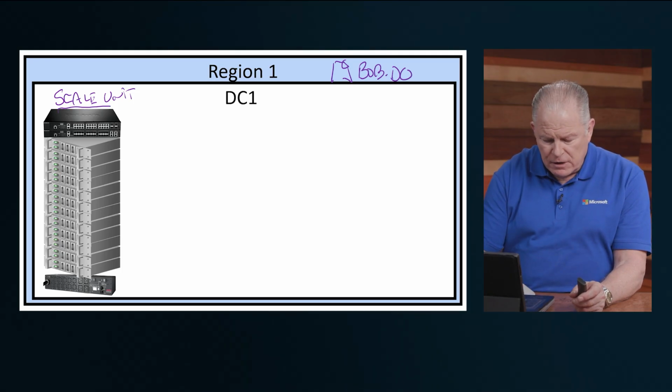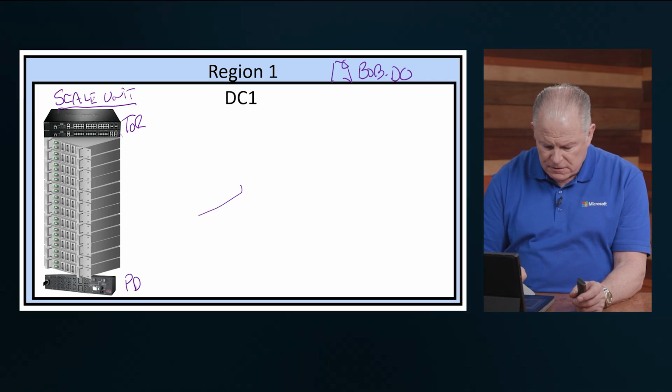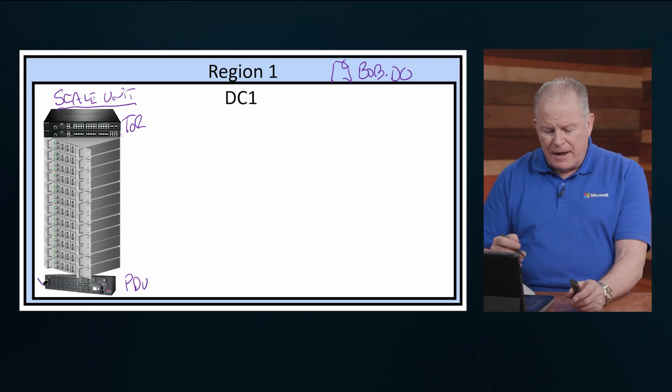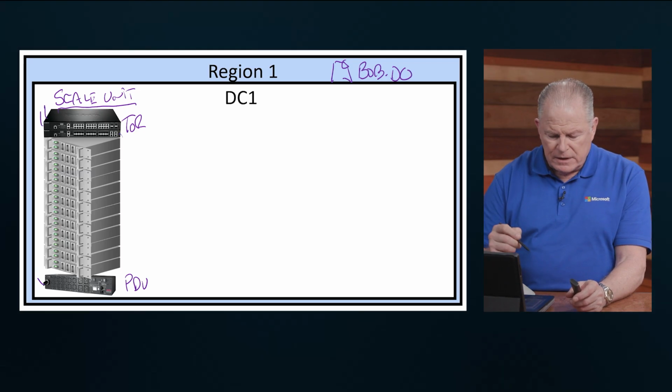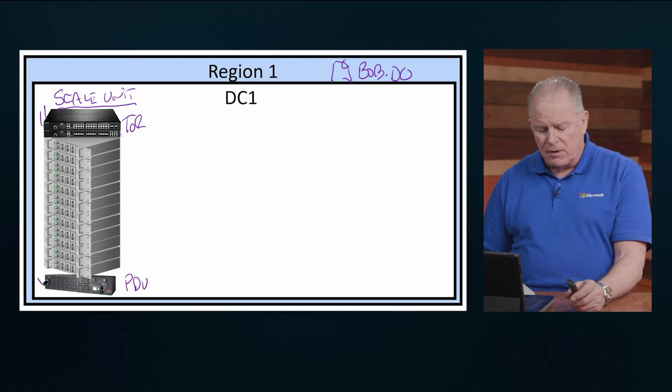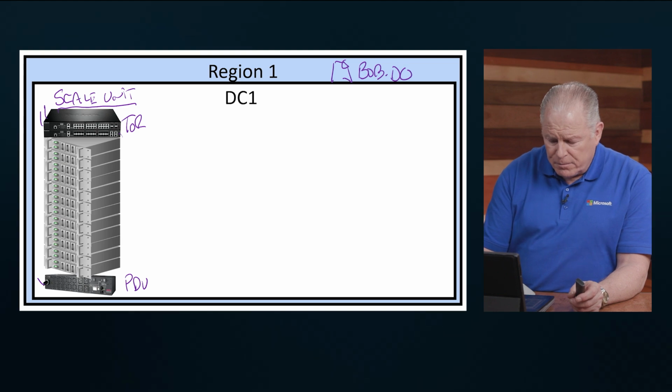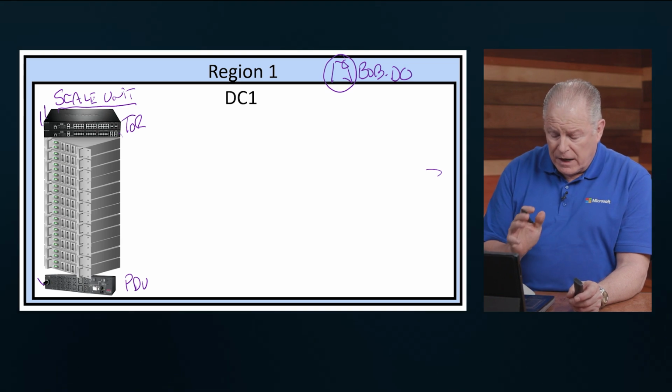A scale unit is a set of similarly configured resources that provide a single point of failure. So a scale unit has a whole bunch of nodes in it that are all going to be configured the same way, that have a set of TORs, top of rack switches, and PDUs, power distribution units, at the bottom. They're redundantly connected into the power grid, to battery backups, and the TORs are redundantly connected into the network connectivity you're dealing with.